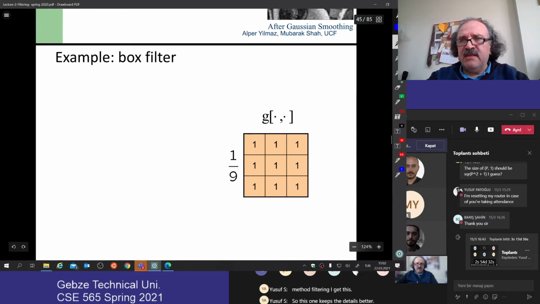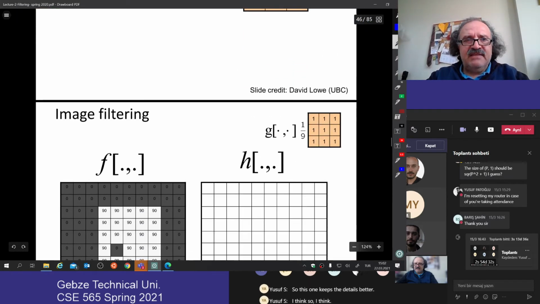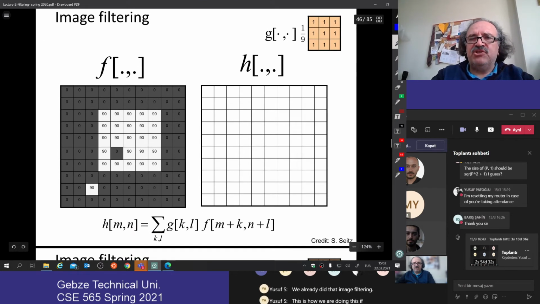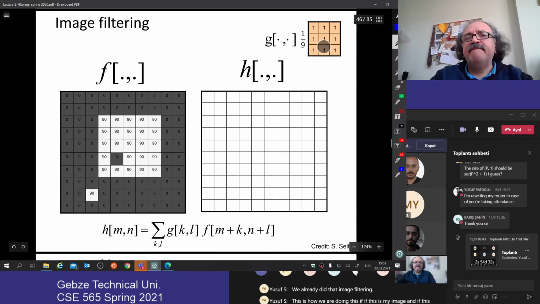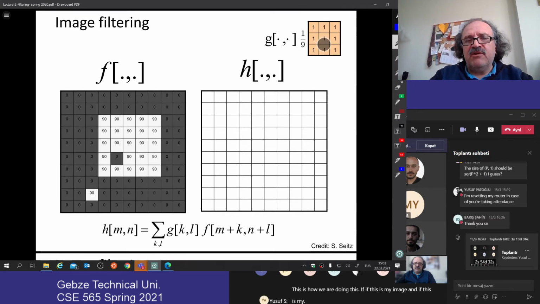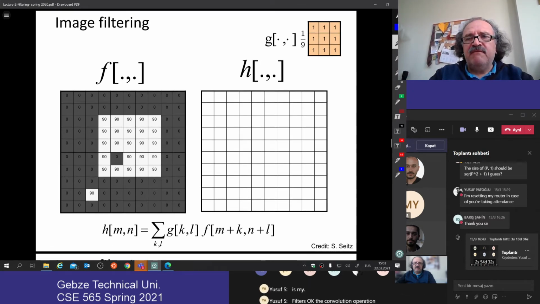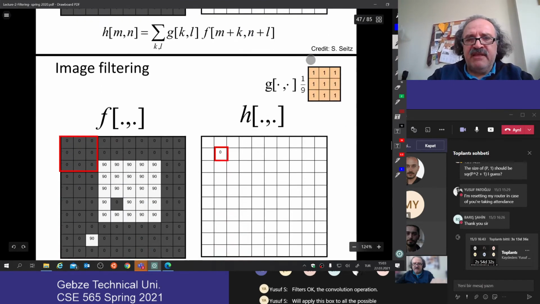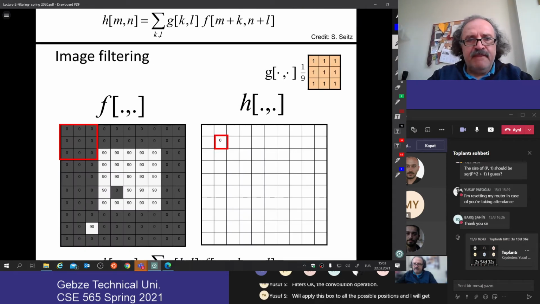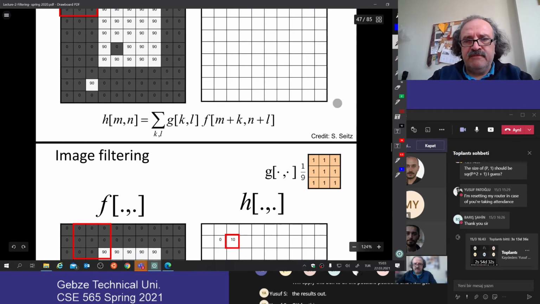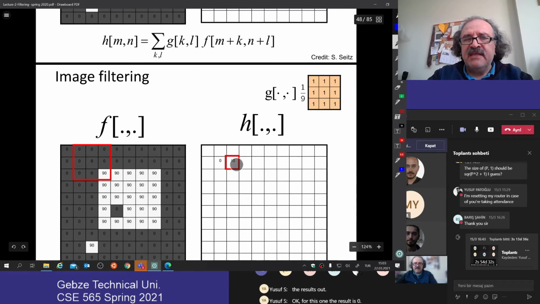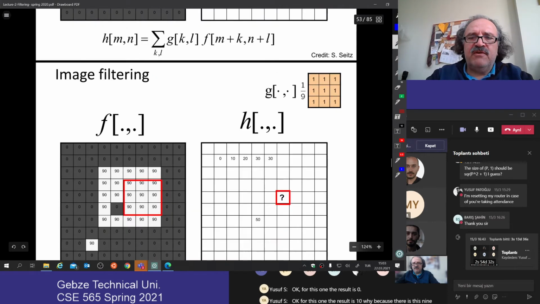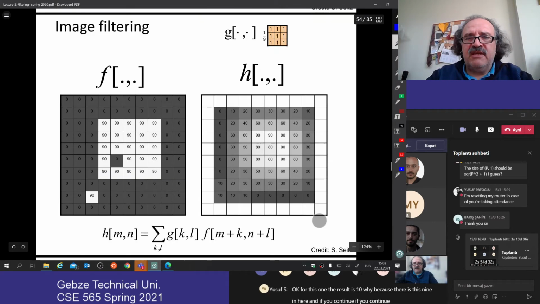So I think we already did that image filtering. This is how we are doing this. If this is my image, and this is my filter, the convolution operation will apply this box to all the possible positions, and I will get the results out. For this one the result is 0. For this one the result is 10. Why? Because there is this 9 in here. And if we continue, this is what we are going to get.